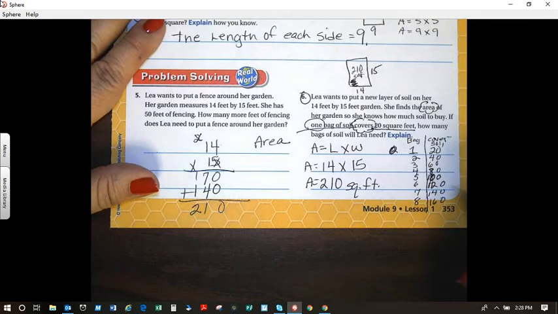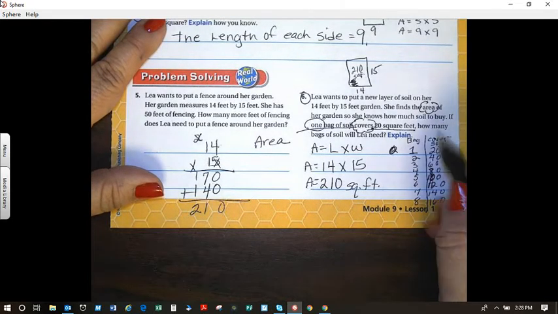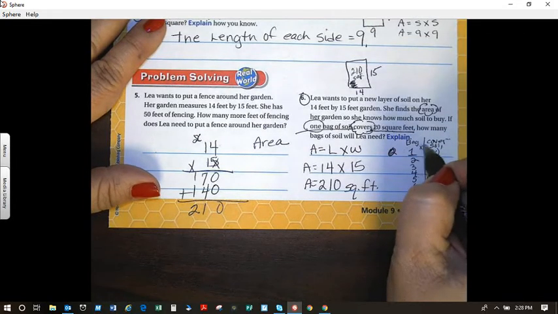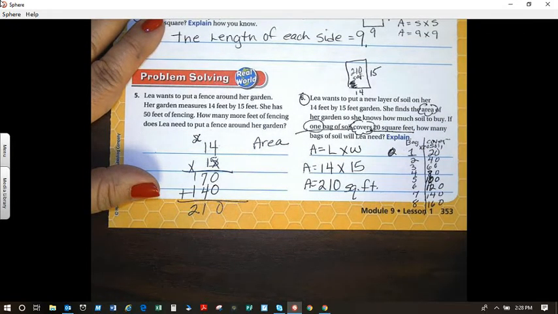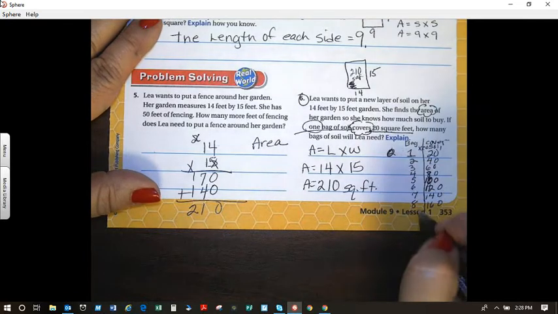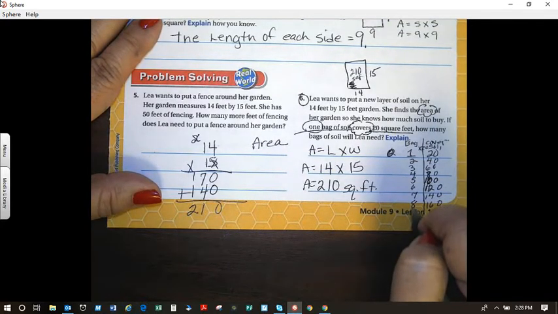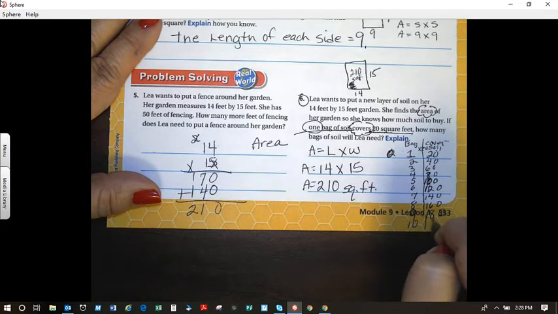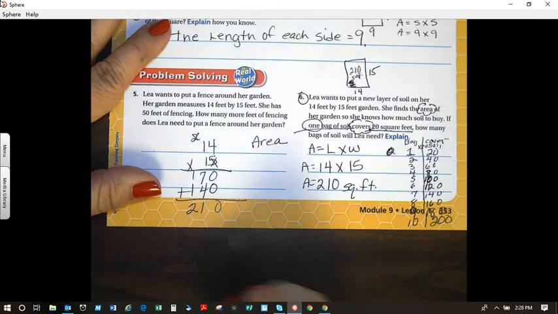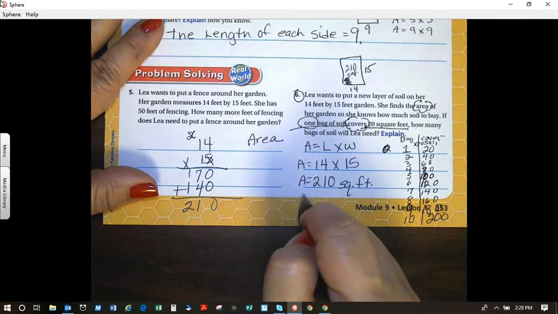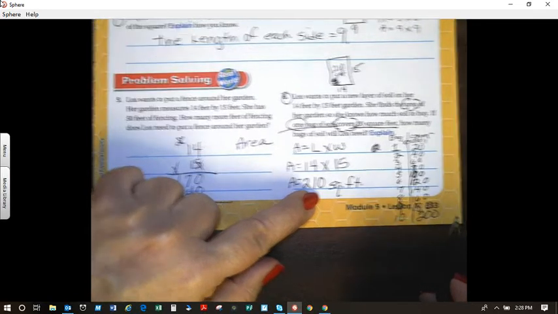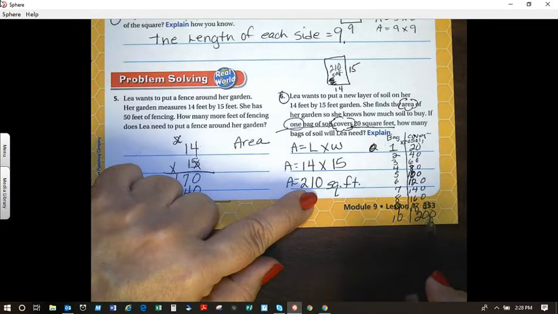So what could you have done if you didn't want to do an input-output table? Because it'd be 1 times, and my rule is to multiply by 20. And you could have gone ahead and done 10. So we have 9. That is 180. 10 bags is 200. So you could have done 10 times 20 is 200. But we needed another 10 square feet. So how many bags does she need to buy?